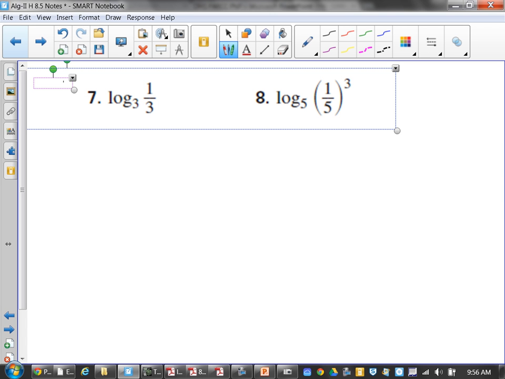Take a look at these. Oh, it's 3 to the 1 power. Why? So the answer is negative.